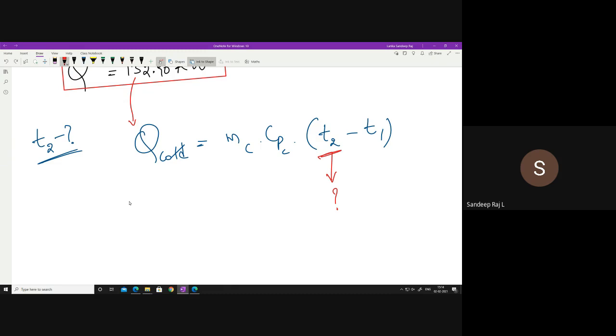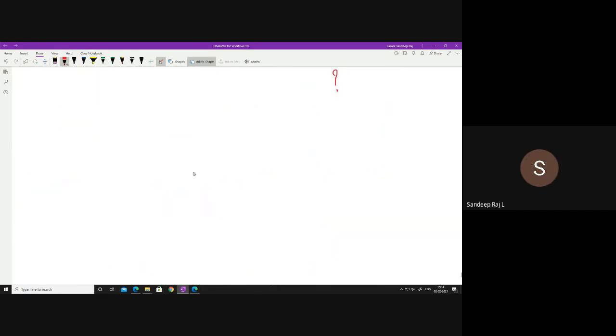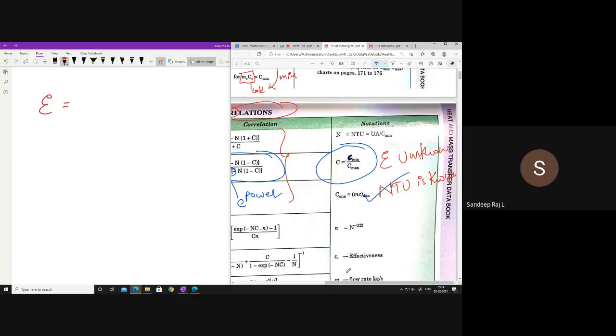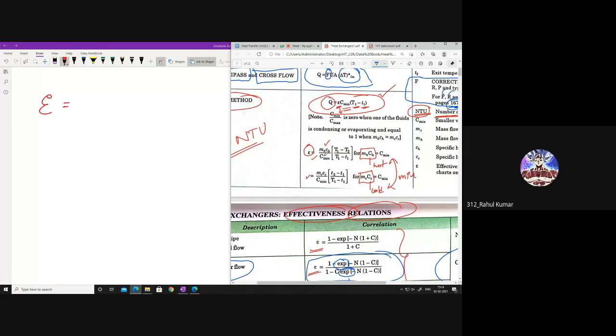If Q is not known, in some problems Q will not be known to you. In this particular problem you can calculate Q. Especially in this problem, first he is asking you to find the T out, then he is asking you to move to Q. So T out first you have to find. How will you find it without using Q? You will use something called effectiveness. Very good. So the effectiveness formula you have to use here. Which effectiveness formula will you use here? MCC by C, T2 minus T1 by capital T. You will use the C.